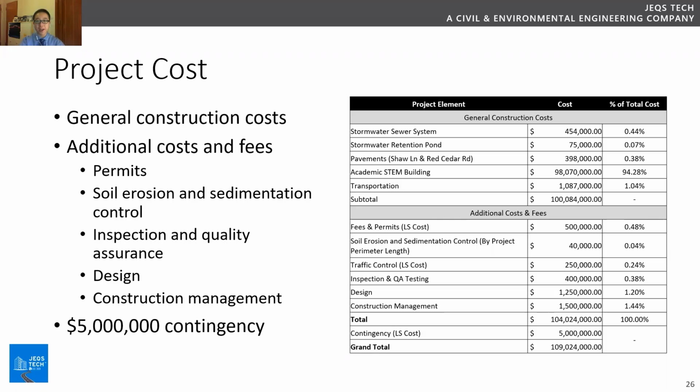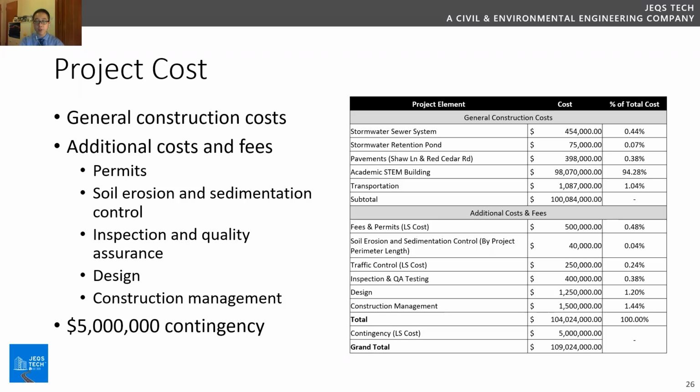So now we're looking back at the project cost. We have the general construction costs and additional costs and fees for the overall cost of the project. Relating to the general construction costs, it's broken down into a couple of sections: the storm water sewer system cost, the stormwater retention pond, pavements, the academic STEM building, and the transportation cost. Looking at this table, we can see that the bulk of the cost comes from the academic STEM building at $98 million, which accounts for about 94% of the total project cost.